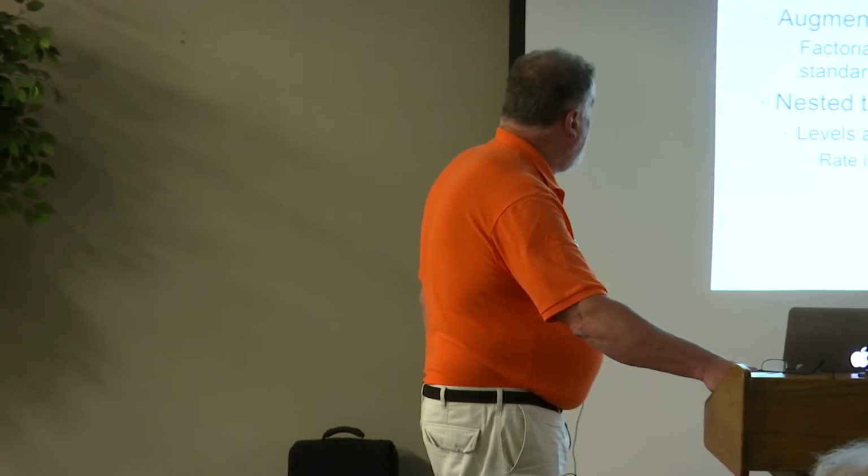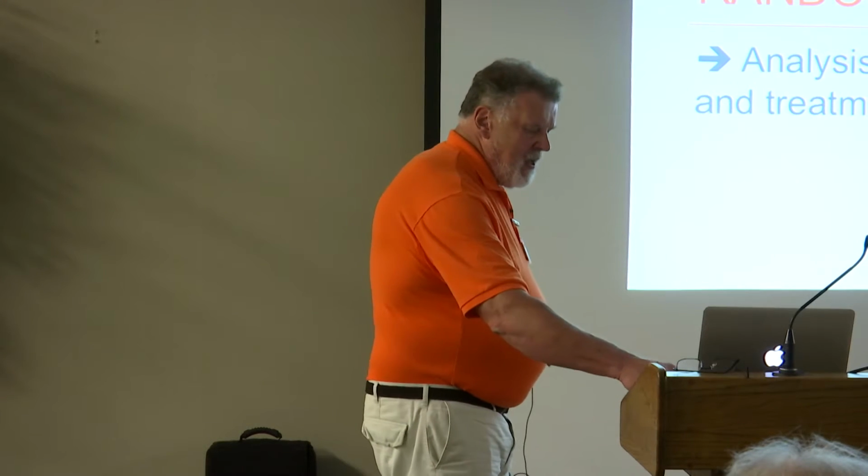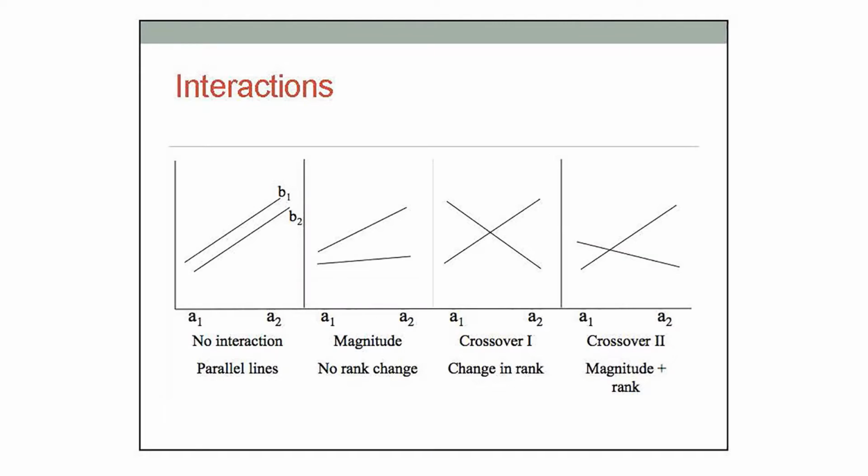Then we have treatment design. So if we express, for example, the rate of herbicides in terms of grams of active ingredient per unit area, then we have a nested design, because by definition, unless you have the same class, the same formulation, they will be different. I mentioned this already: analyze them as you randomize them. So the analysis that's being conducted should reflect that.